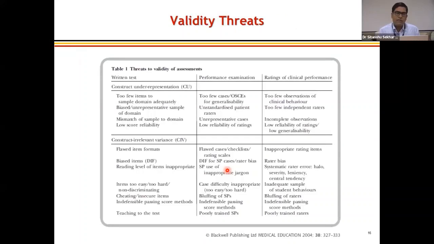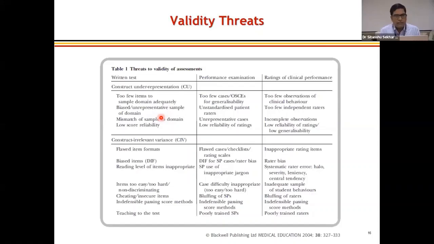There are two threats to validity that usually happen in the medical assessment process. There are many, but these two are very important. One is construct underrepresentation, and the second is construct irrelevant variance, CU and CIV. Now, what does this mean? CU is when we are asking too few items. That means our sample is very small.